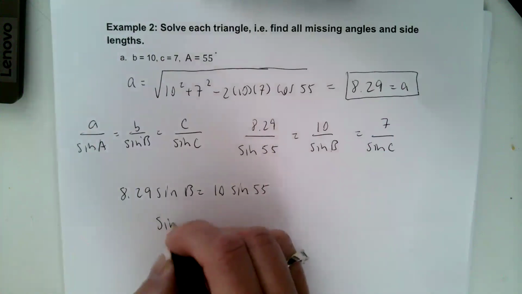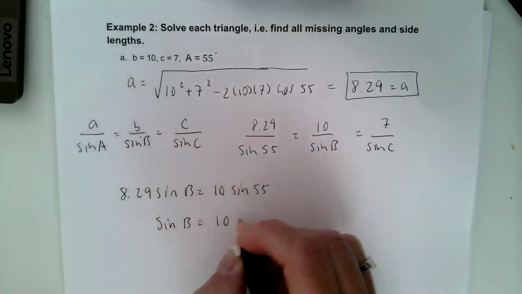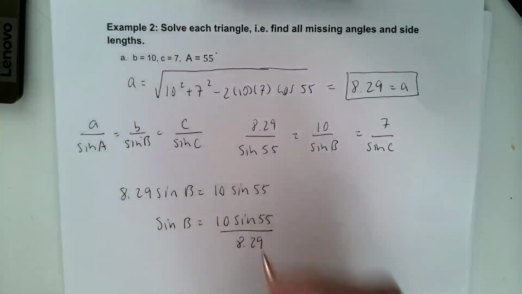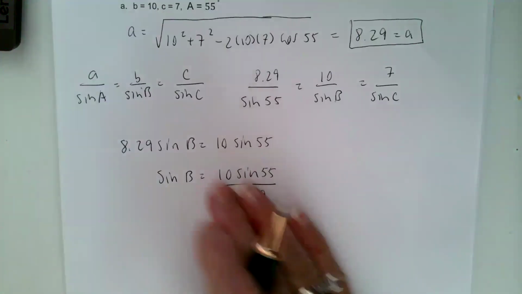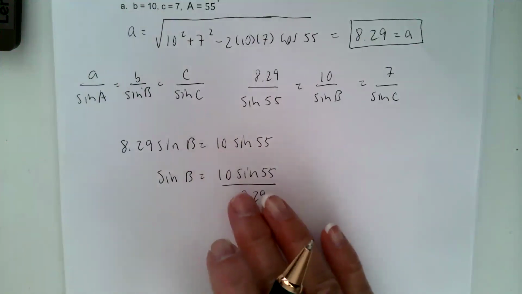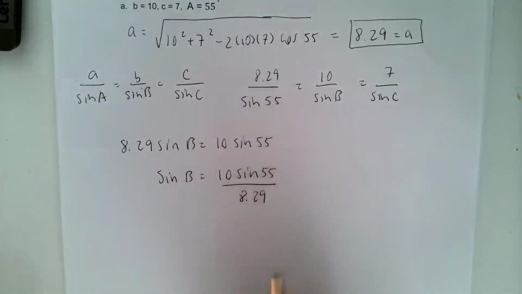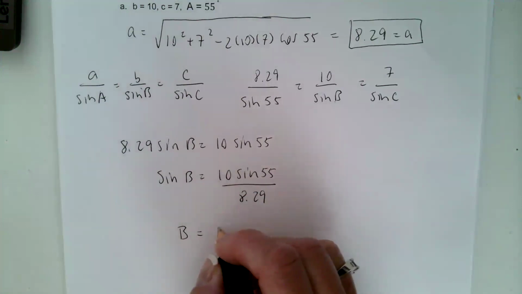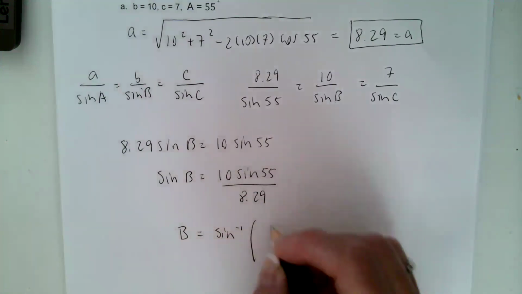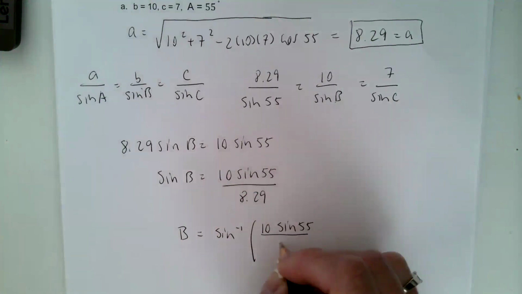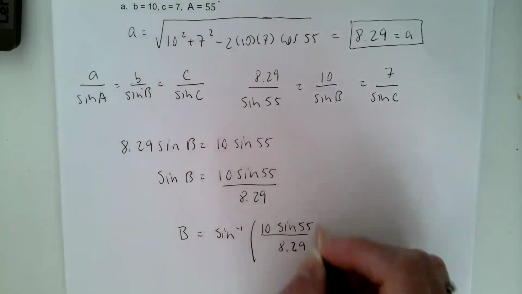And then if we divide by 8.29, and notice that I'm just leaving it all uncalculated, because if you type it in exactly, it's going to calculate a more accurate answer. And so to find B, we're going to take the inverse sine of this: 10 sine of 55 over 8.29.